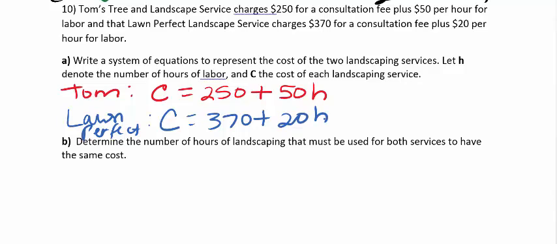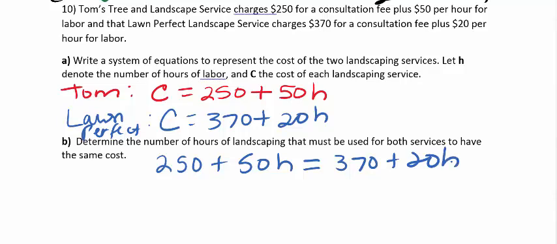We want to determine the number of hours of landscaping that must be used for both services to have the same cost. Well, both of them are solved for the cost of C. So all we have to do is set each of those equal to one another and solve for H. So we can take our 250 plus 50H and make that equal to 370 plus 20H, since we want their cost to be the same, and solve for H.